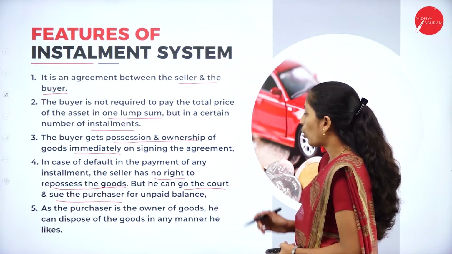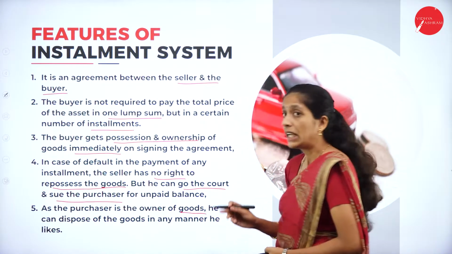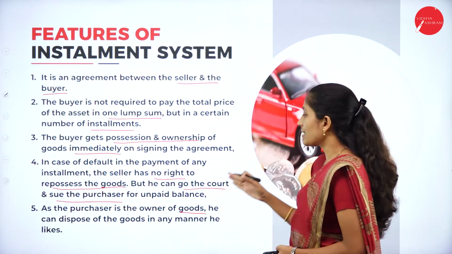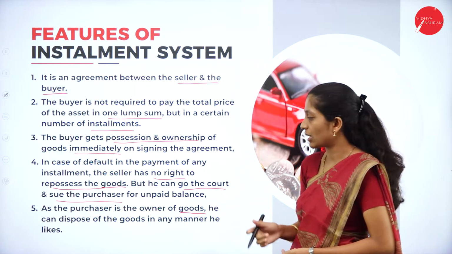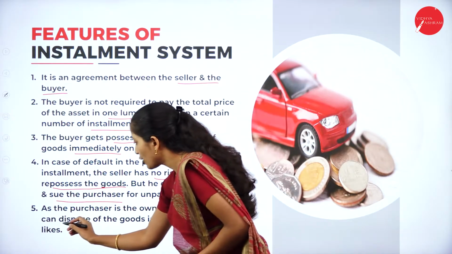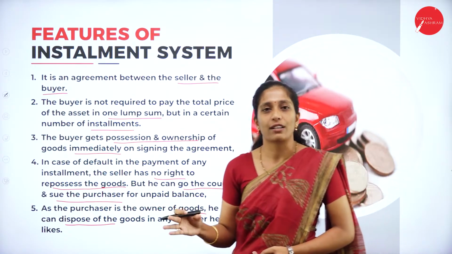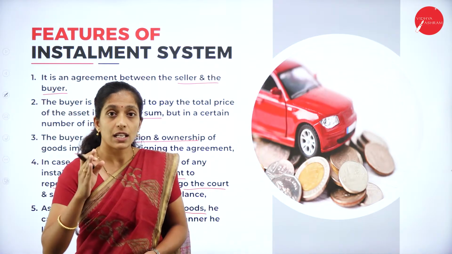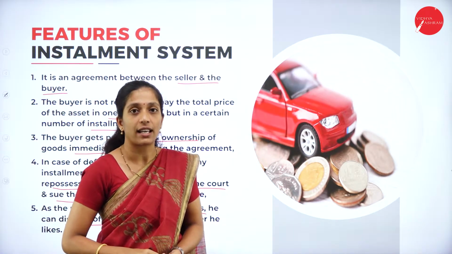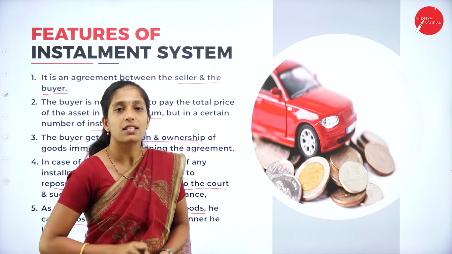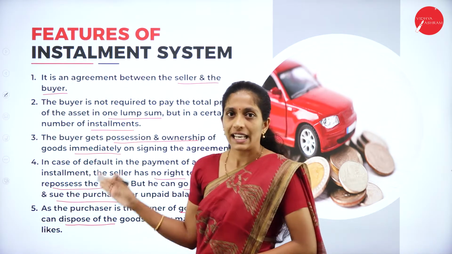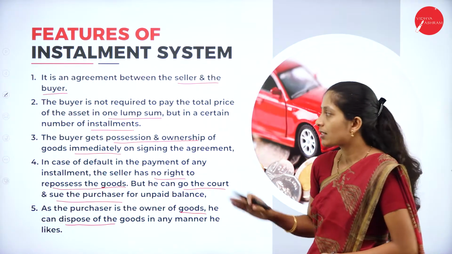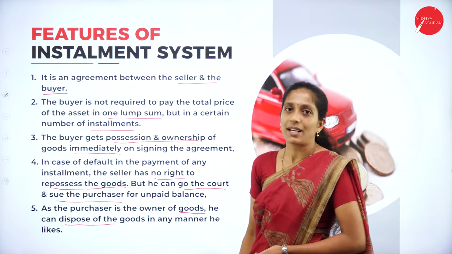As the purchaser is the owner of the goods, since the ownership immediately transfers to the purchaser, right? Since he is the owner of the goods, he can dispose of the goods in any manner he likes. He can use them or he can throw them away or do whatever with those goods because the ownership has transferred, even if the payment is not received by the seller. Of course the purchaser can use those goods in whatever way he can. So these are the features of the installment system.